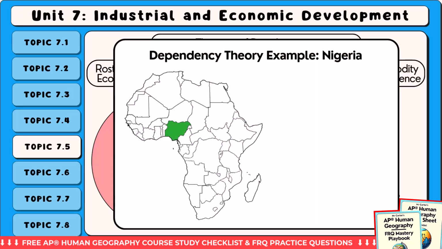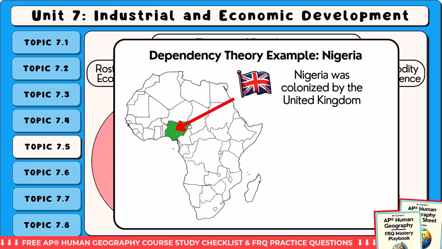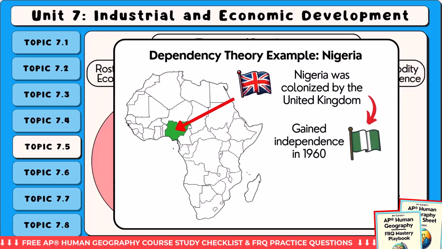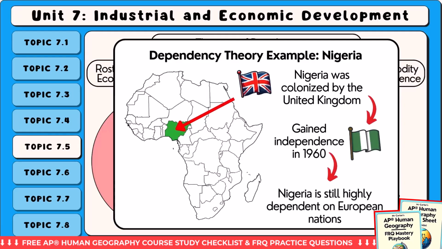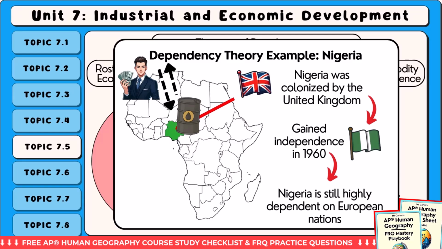Here's an example. Nigeria was colonized by the United Kingdom, but gained independence in 1960. Despite this, Nigeria is still highly dependent on European nations. Nigeria sells most of its oil to richer countries, which refine it into gasoline and other products, then sell it back to Nigeria at higher prices. This means Nigeria does not get the full benefit of its own resources and stays economically tied to wealthier nations.